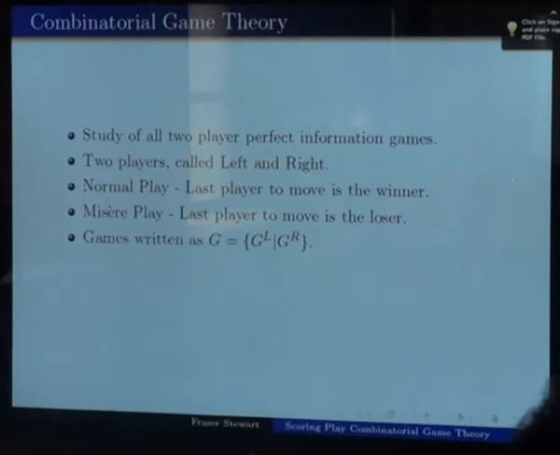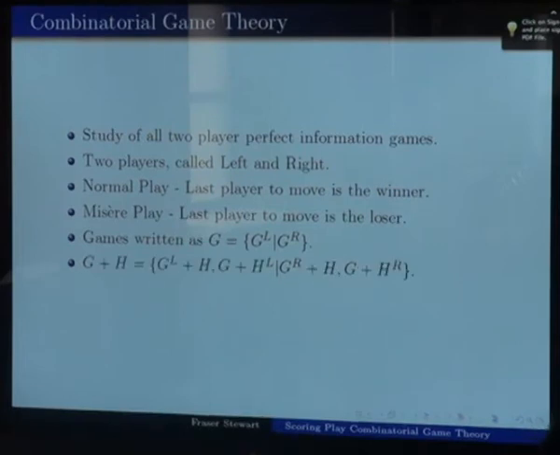Mathematically speaking, we write a game like this. A game position, which we call G, is equal to a pair of sets that we call G^L and G^R. G^L is the set of moves that Left can make from G, and G^R is the set of moves that Right can make from G. This is why we call the players Left and Right, because Left's options go in the left-hand bracket, and Right's options go in the right-hand bracket.